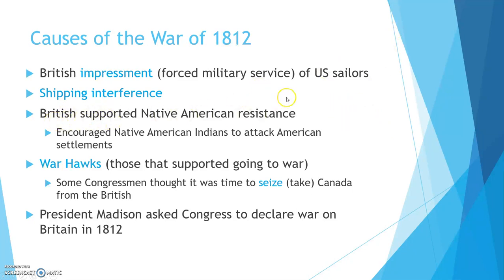Another reason is British supported Native American resistance. So they encouraged Native American Indians to attack American settlements. That's going to be a smaller cause, but it's still there. And then war hawks is another term you need to know. These are people who supported going to war. So they thought it was time to go to war because of impressment. And there were also some congressmen that thought it was time to seize or take Canada from the British. The British had owned that land in Canada, and we thought it was time to expand north to Canada.